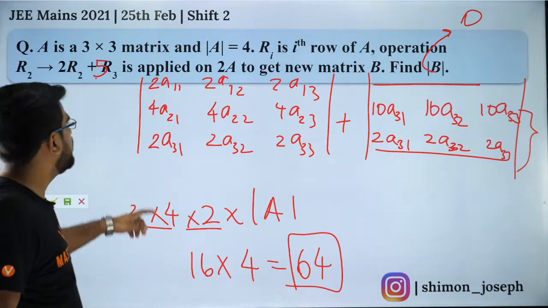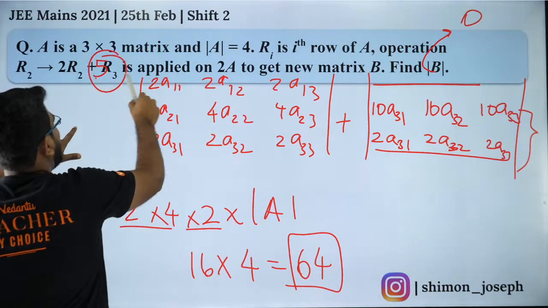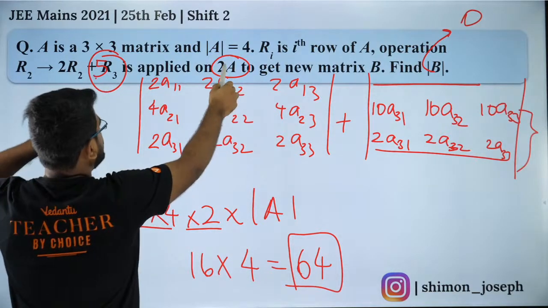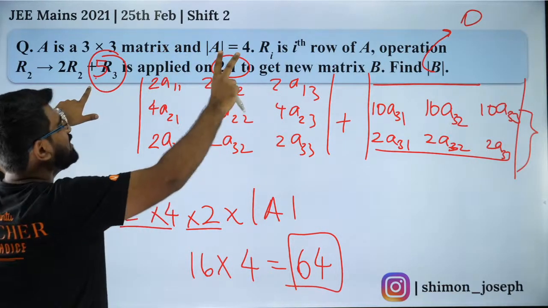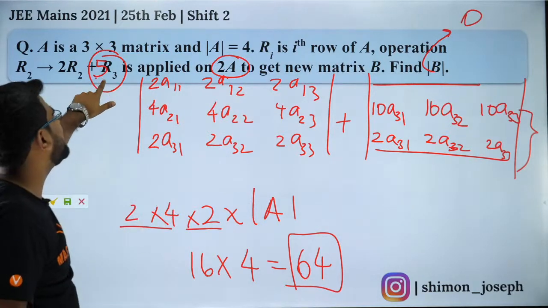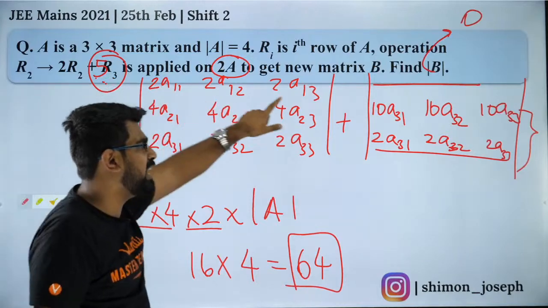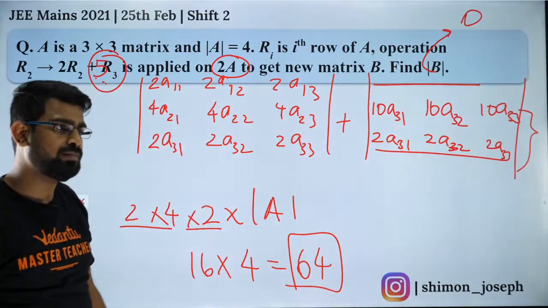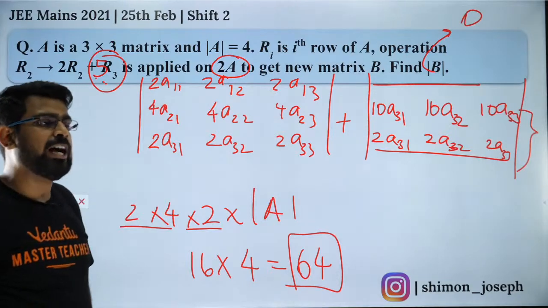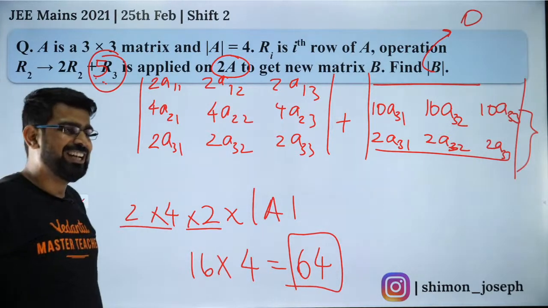Everybody? Pratap Reddy, 5 times of R3. R3 is twice of A third row. So twice of A third row means 2A31, 2A32, 2A33. So for that I am multiplying by 5. That's why it becomes 10A31. Understood? Everybody clear with this? This is the way you do it. I hope you guys are all clear.